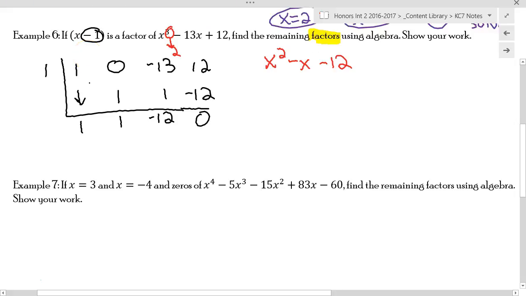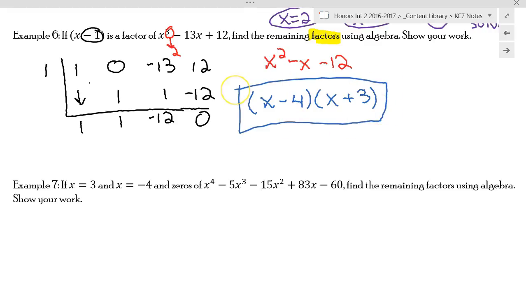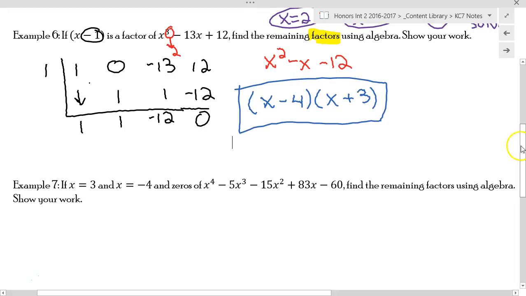So then my next step is to factor this. All right, x squared minus x minus 12. Right, so what multiplies to negative 12 and adds to negative 1? That'd be x minus 4, a negative 4, and x plus 3. Right, so negative 4 and positive 3. And since I'm just finding the factors, here they are, I'm done. X minus 4 and x plus 3 are my remaining factors. Okay, so the factor ones are actually easier than the zero ones. The zero ones, there's the extra step of solving. Factors, there's not.